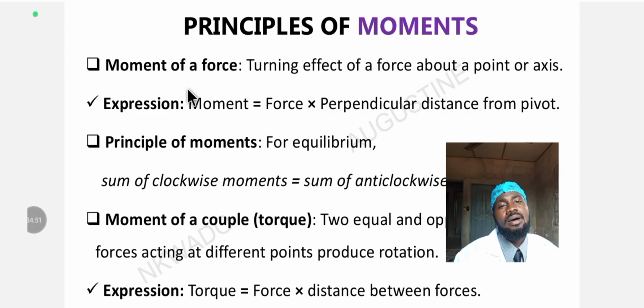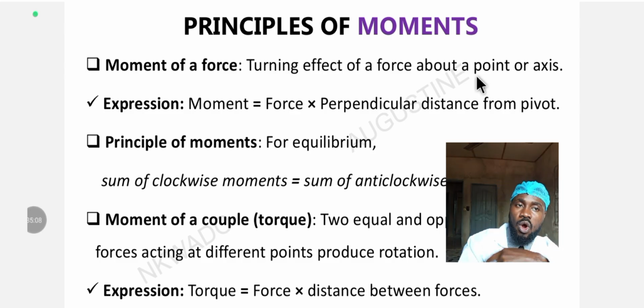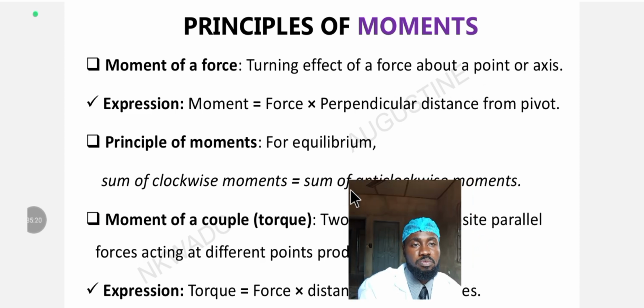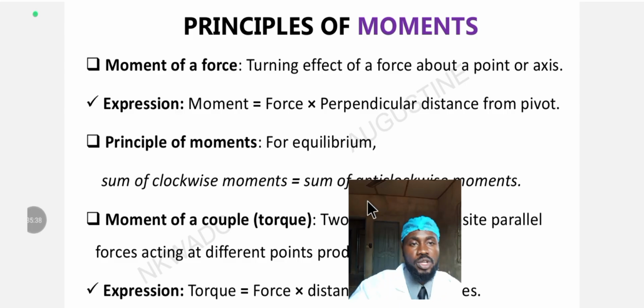Principle of moments. What is moment? Moment of a force is the turning effect of a force about a fixed axis or a fixed point. When we explained rotational motion, where we used the fan blade as an example, the fan blade rotates or turns about a fixed point, the axis, okay? I hope you also remember the difference between rotational motion and spin motion. The spin motion has the same definition as rotational motion, in that in spin motion, the body is rotating on its own axis, about its own axis, okay. So that's the difference.